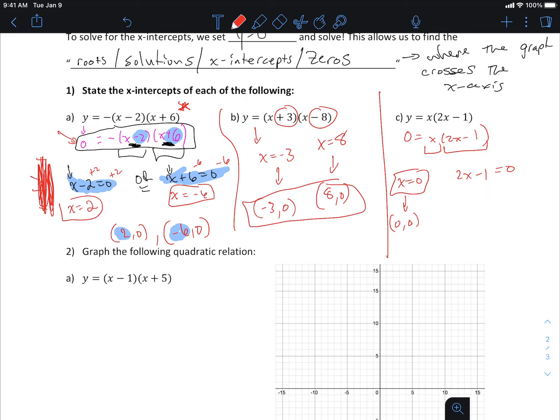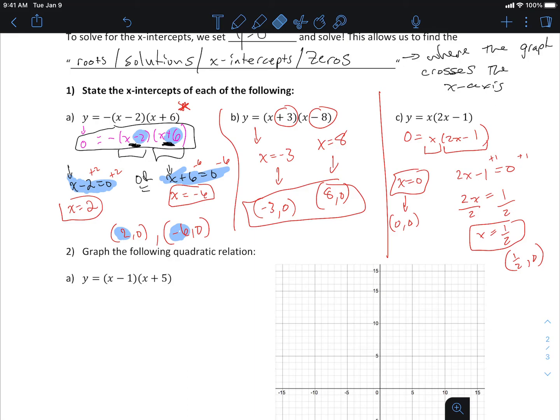So how do I solve for x? Add 1 to both sides: 2x is equal to 1. Divide both sides by 2. And so the x-intercept here is going to be 1/2 and 0. That's a little bit harder, but it's the same concept as what I showed you over on the side with the math. You need the math for that question.